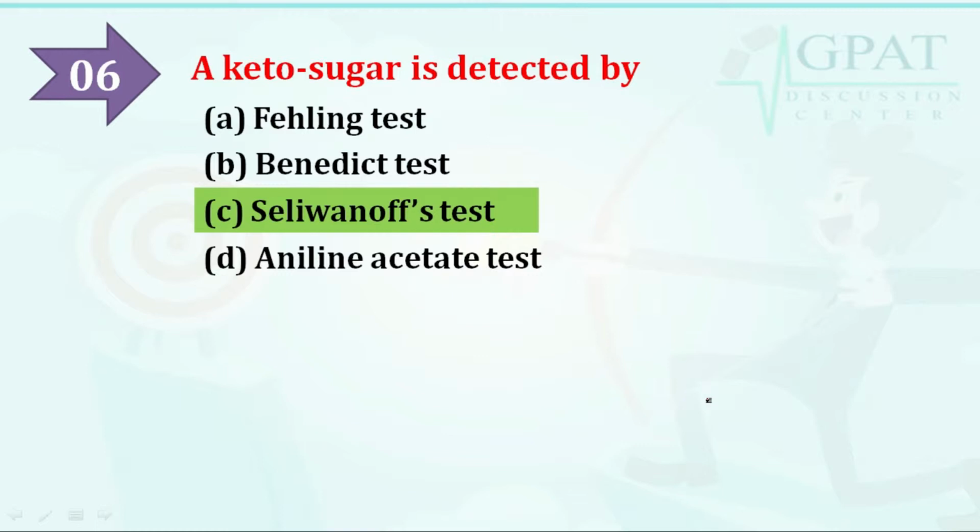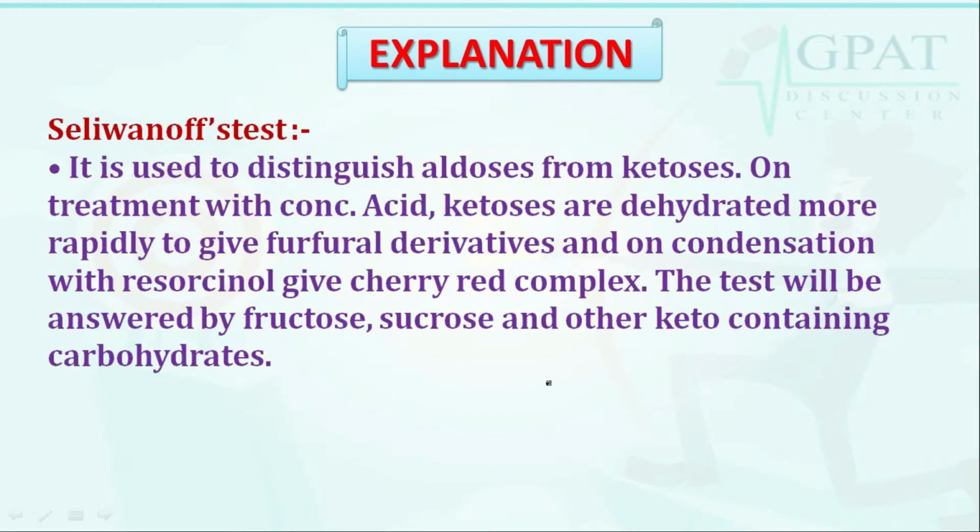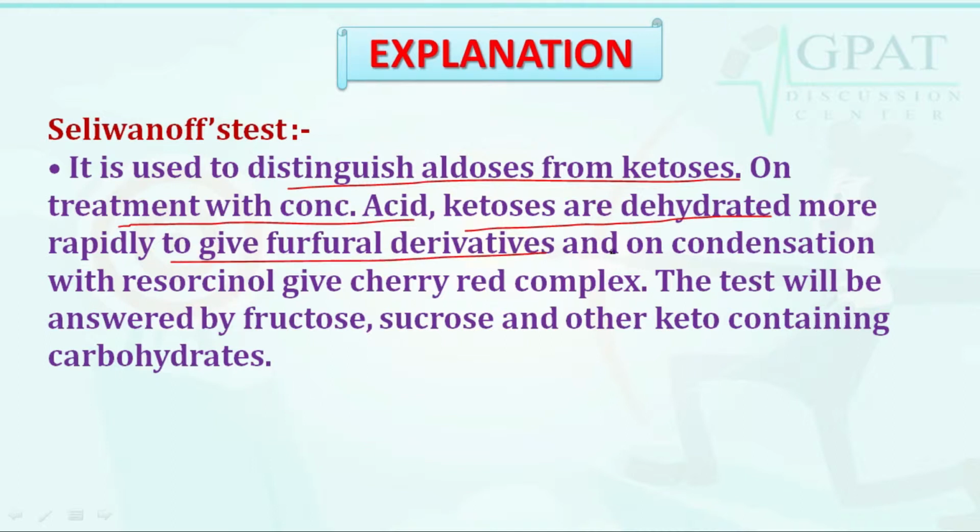So let's discuss with the help of the explanation part. The Seliwanoff test is used to distinguish aldose from ketose. On treatment with concentrated acid, ketoses are dehydrated more rapidly to give furfural derivatives, and on condensation with resorcinol give a cherry red complex. The test will be answered by fructose, sucrose and other keto-containing carbohydrates.